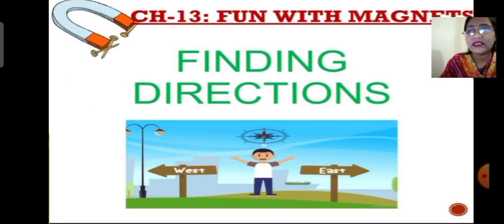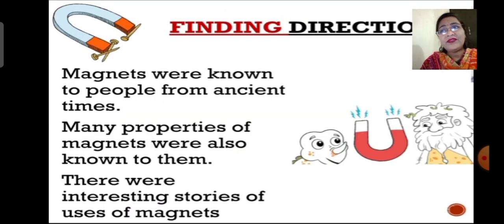We are saying that a magnet has a north pole and a south pole. But how are we able to find which direction is north, south, east or west? Let's learn that in finding directions using a magnet. We already know the discovery of magnetism was done several years ago, around 600 BC, but the knowledge of magnets was there to people from much more ancient times. Though they could not recognize it as a magnet, people used to apply the properties of a magnet in their work.